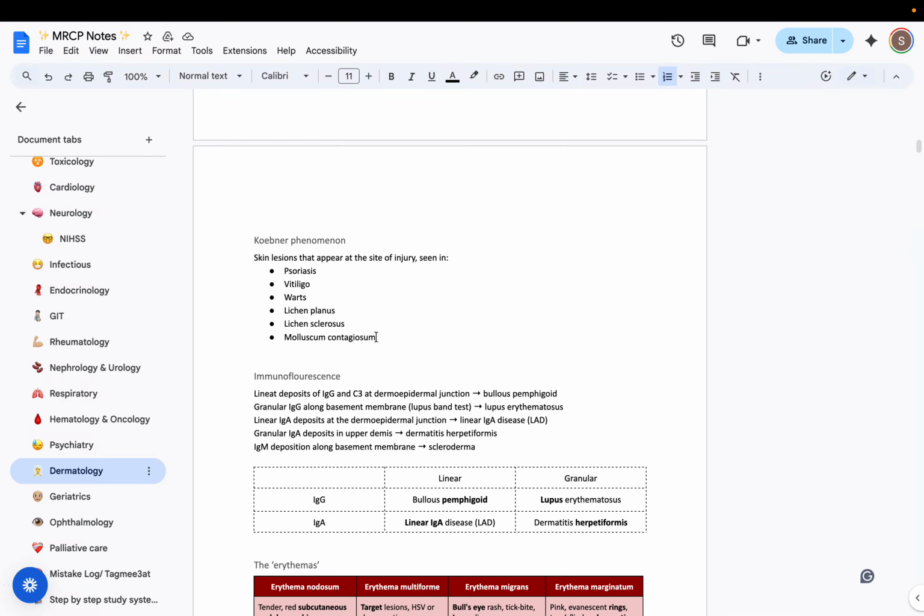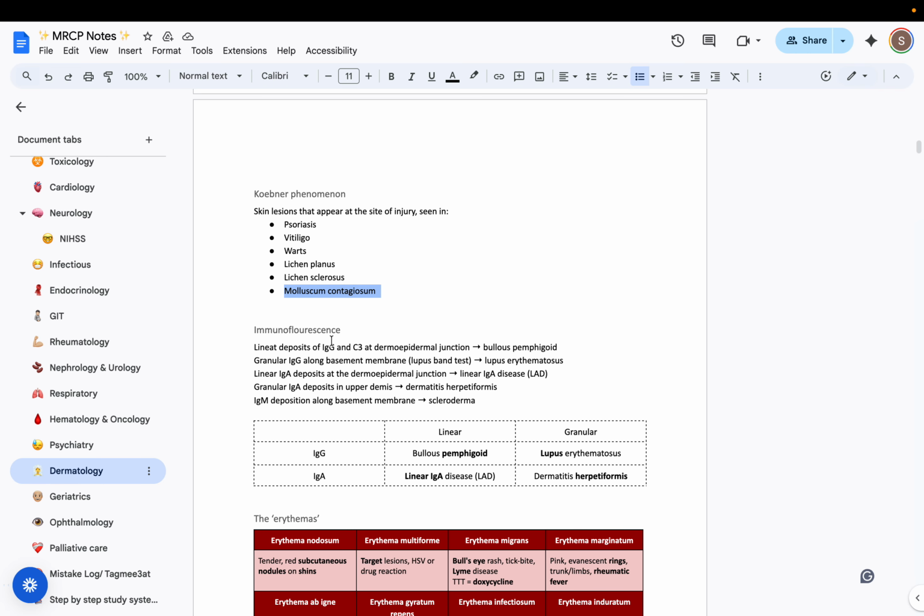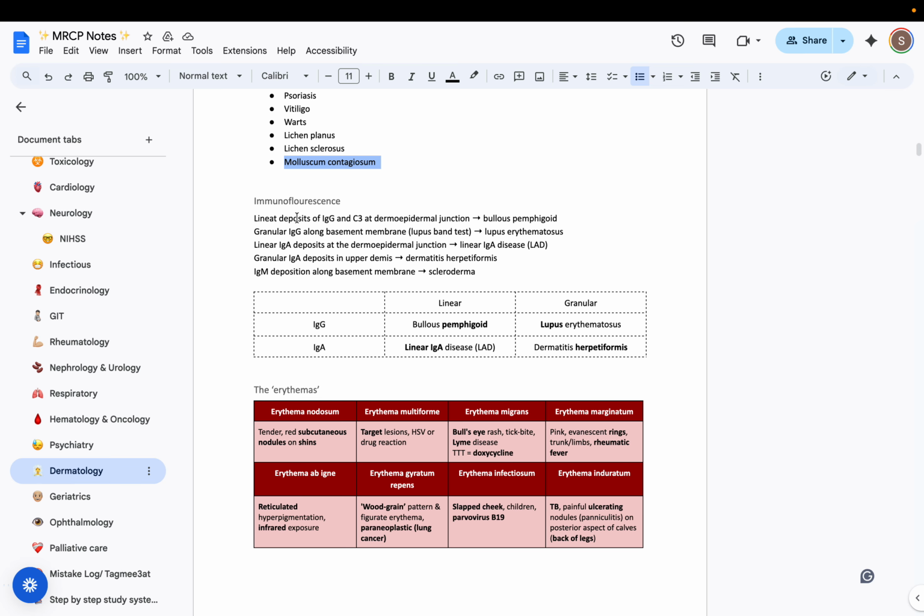Koebner's phenomenon is skin lesions that appear at the site of injury. This is seen in psoriasis, vitiligo, warts, lichen planus and sclerosus, and molluscum contagiosum. This is interesting because in molluscum, when you scratch at the papule and it releases the fluids that were inside, the fluids then infect nearby skin, and this is how it increases.